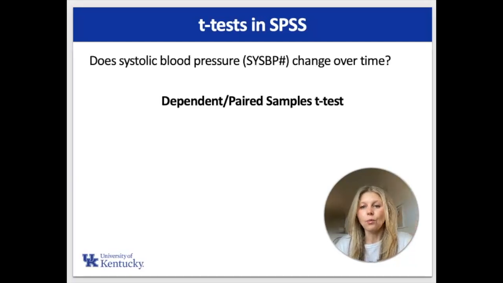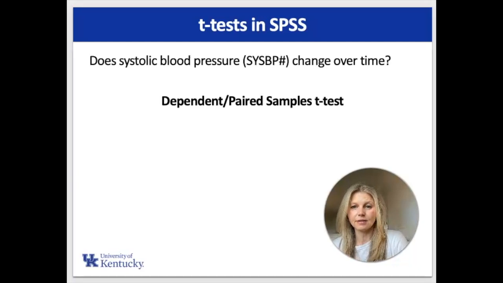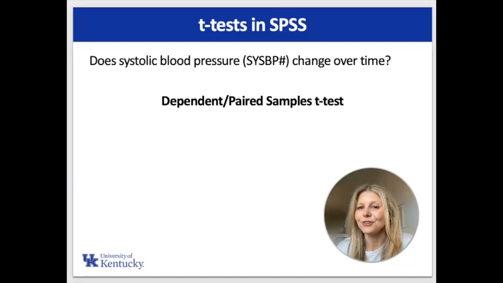So at time point 1, what was their blood pressure? And then we have a series of time that passes, and then we're going to look at it again. And so we would be able to answer the question, does it change over time? And in that case, we are going to use a dependent paired samples t-test. So let's go ahead and do that.